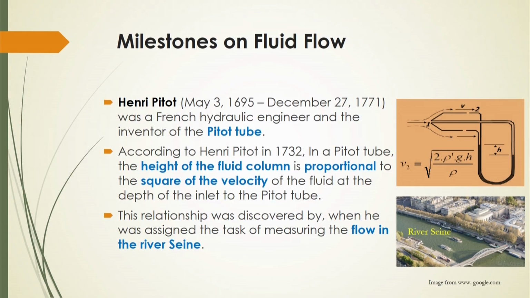So, based on these principles, that is how the velocity of the fluid through a pipe is still measured today. See, here the formula is given that depends on the head of the fluid and velocity, and this velocity is measured by the Pitot tube. The principle of the Pitot tube will be described in a subsequent lecture. The relationship was discovered when he was assigned the task of measuring the flow in the river Seine.